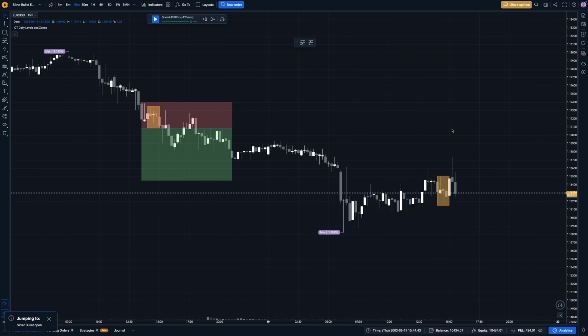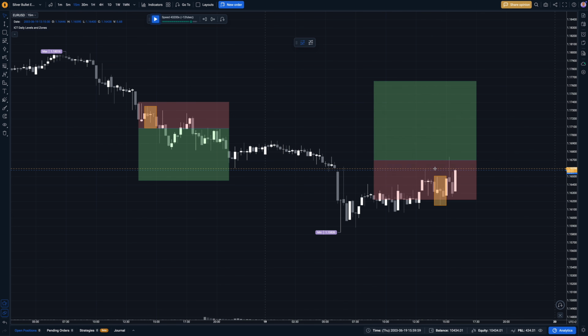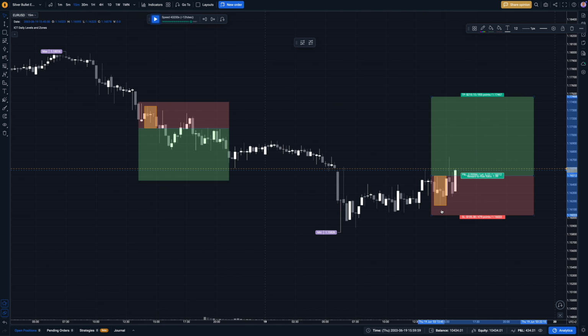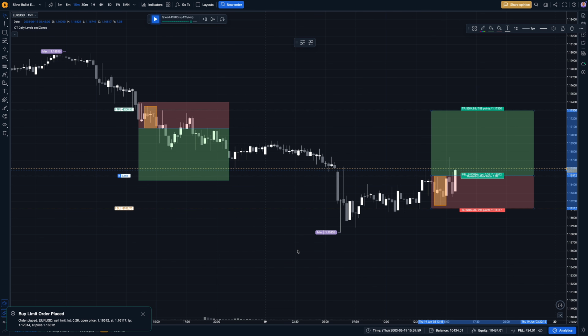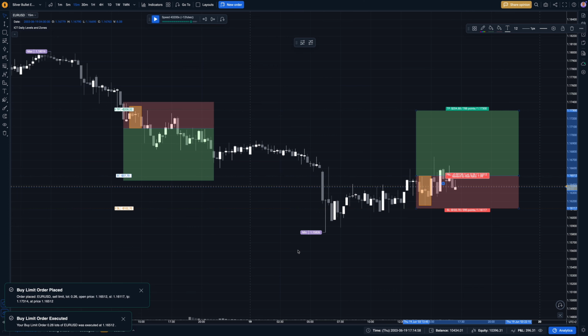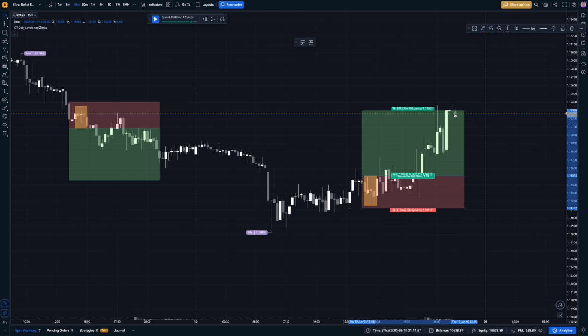Let's advance a few more candles, and we got a nice breakout above the range. Let's open our tool, make a couple of position adjustments. New order. Adjust the risk and take profit to stay disciplined, and click Place Order. Here we got our first winner.